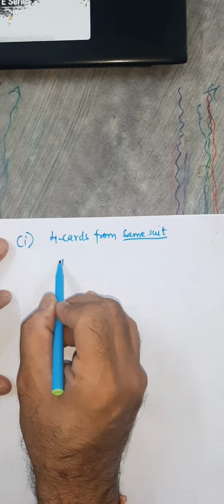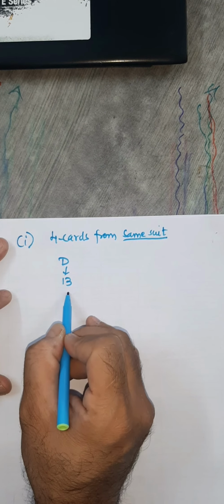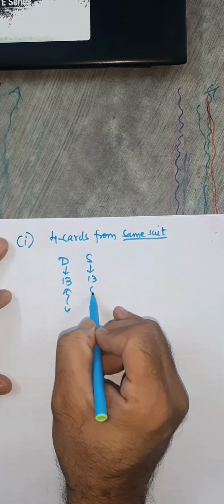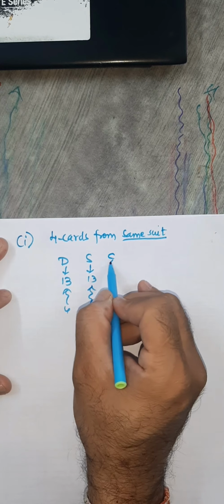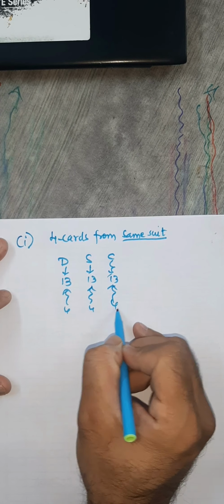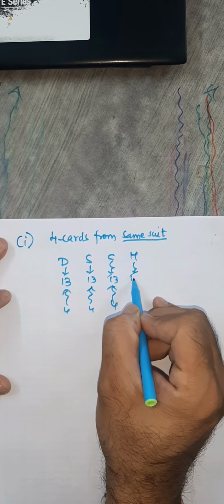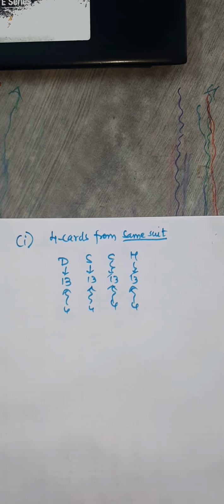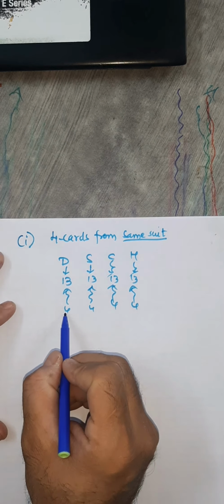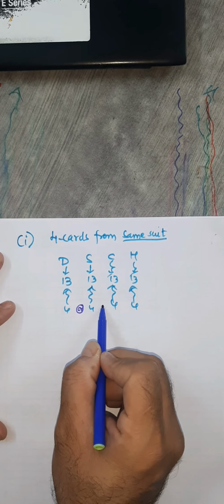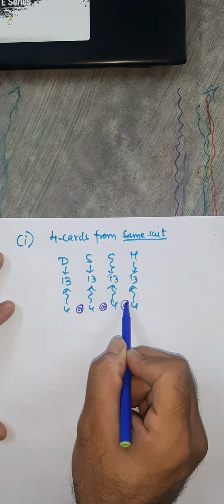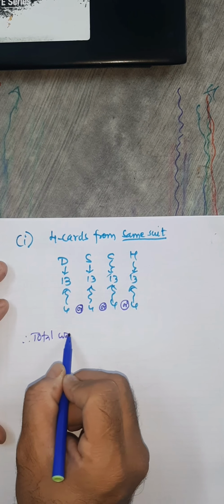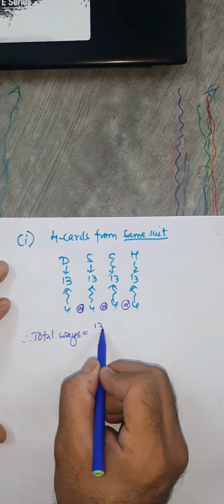Okay, so from the 13 diamonds, 4 should come. From the 13 spade cards, 4 can come. From the 13 club cards, we also have to take 4. And from the 13 heart cards, select 4 from there. So here 4 cards are of the same suit. Did you notice? The word "or" is coming. So here it will be plus. So total ways of doing this equals 13C4.